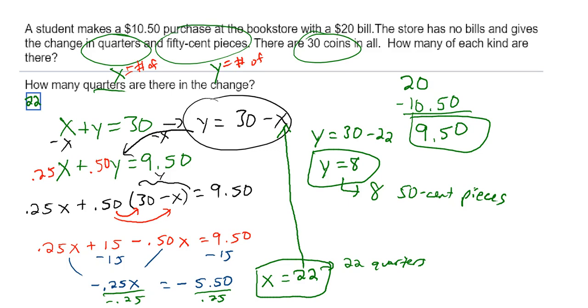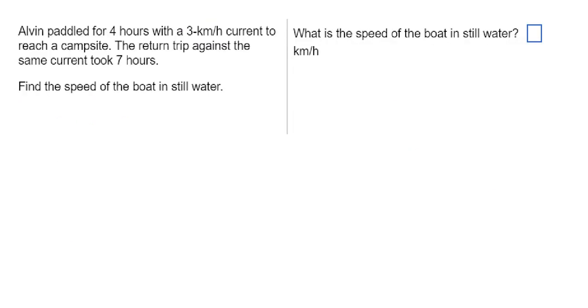Let's take a look at the next example. Alvin paddled for 4 hours with a 3 kilometer per hour current to reach a campsite. Again, if that kilometer bothers you, just think of it as miles per hour. The return trip against the same current took 7 hours. Find the speed of the boat in still water.